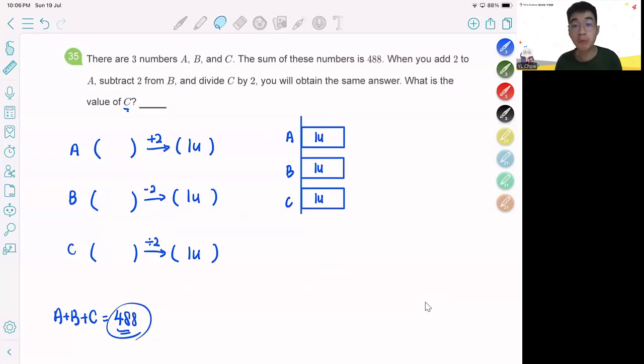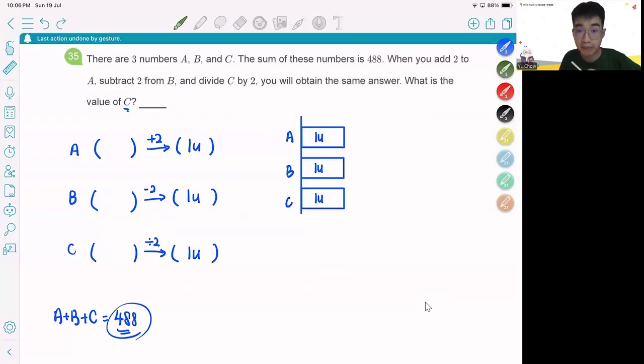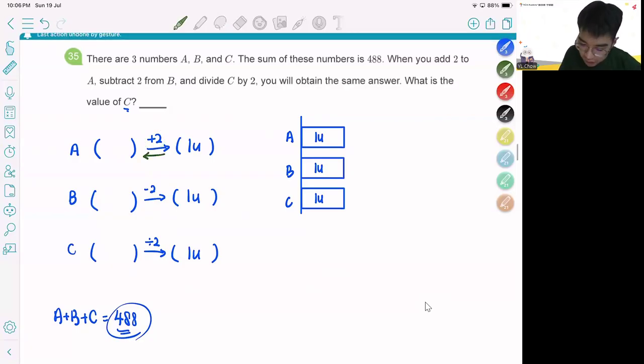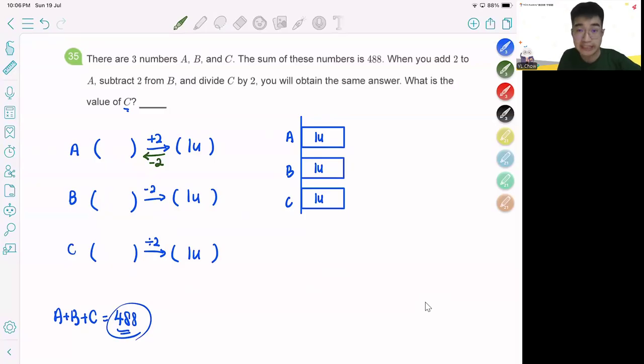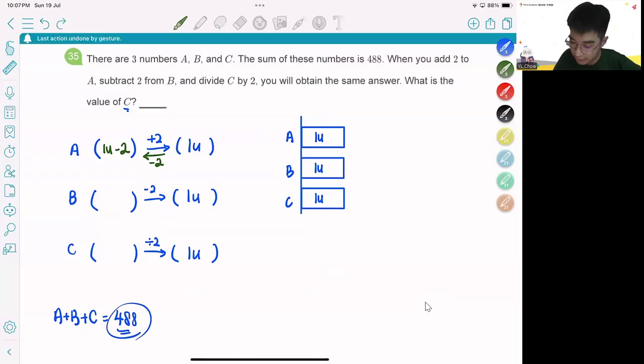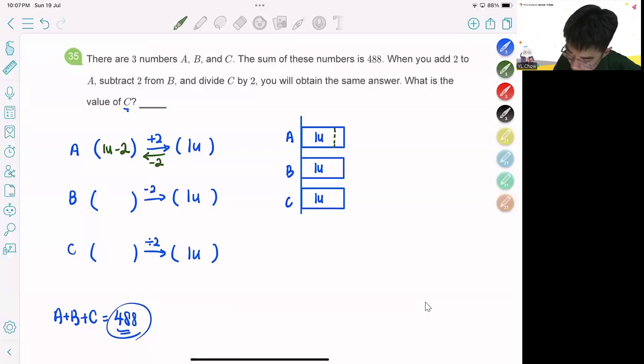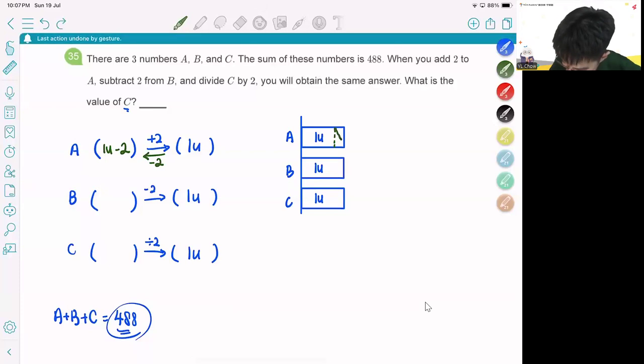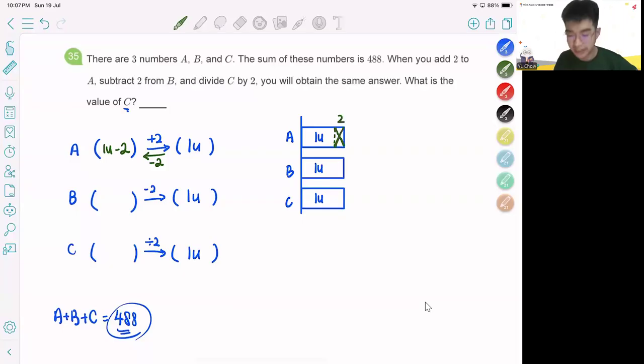But now it's time to work backwards. Let's look at the first number. You add 2 to it and you get 1 unit. If I work backwards, that means this number originally will be 2 less than 1 unit, 1 unit minus 2. That means your value A is actually not 1 unit, but you need to cut away 2 from it, and therefore this part does not exist. Maybe I put a cross, or you can use a dotted line. Now this is for part A. Originally, it is 2 less than 1 unit.